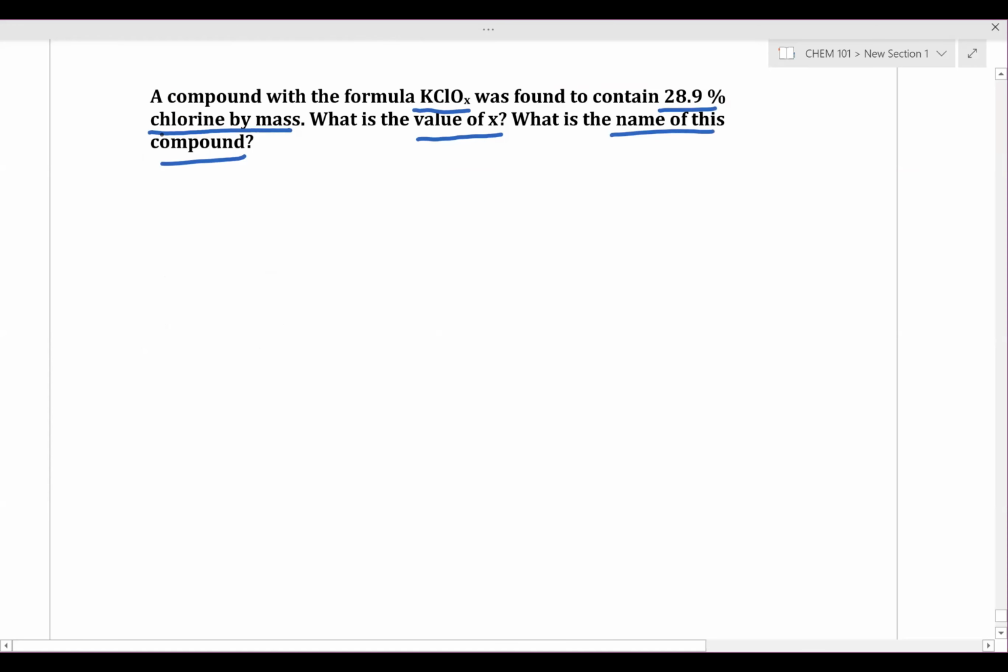So this is a higher order reasoning question, and my hint to you: write out what the mass percent represents and write out how the mass percent is calculated. Okay? This one will likely be the last example we'll cover.